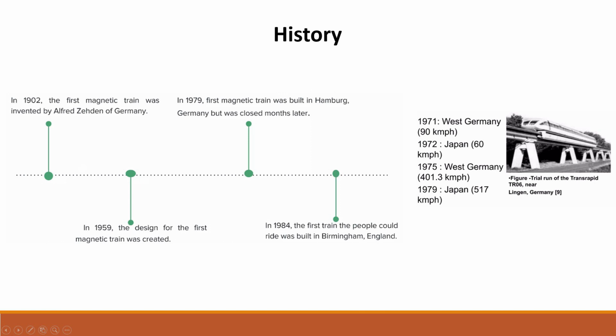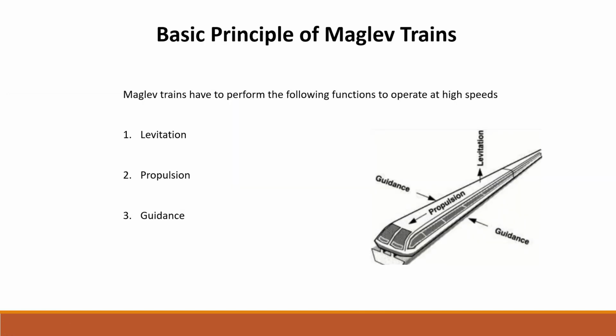I have listed some research about maglev trains according to their generation, and you can see that the speed of maglev trains has been increasing dramatically over the years. And next, I want to talk about the basic principle of maglev trains. The maglev train has to perform the following functions to operate at high speed. The first is levitation, the second is propulsion, and the final one is guidance.